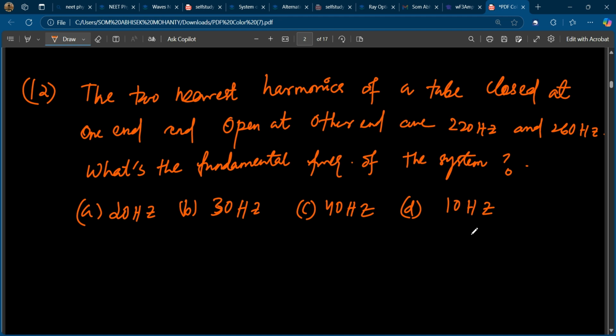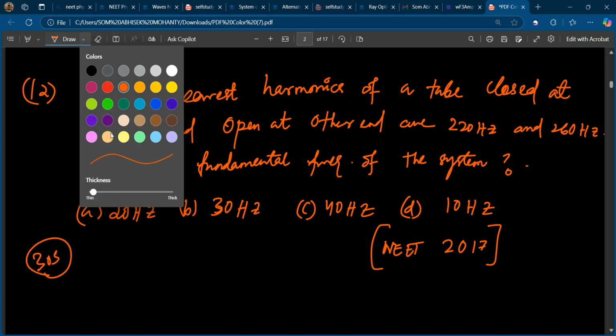This question came in NEET 2017. So all the previous questions I'm doing, I hope you practice them again and again. It will be very helpful, and you try to do faster. Okay, you have 30 seconds to solve this question. Very easy question. Maximum 30 seconds.